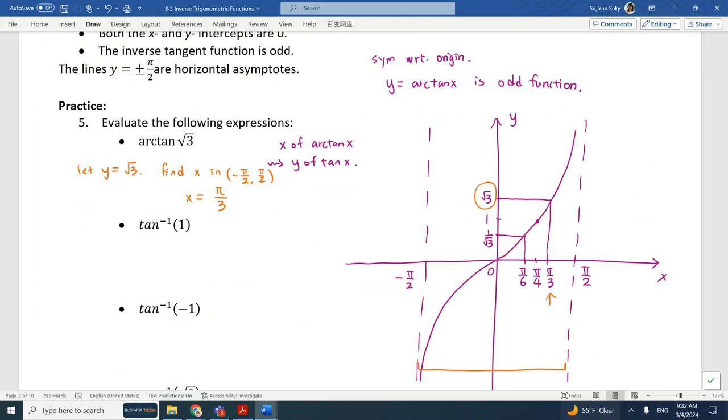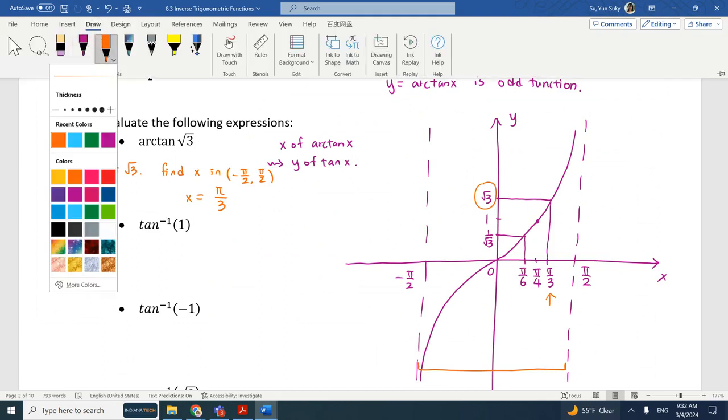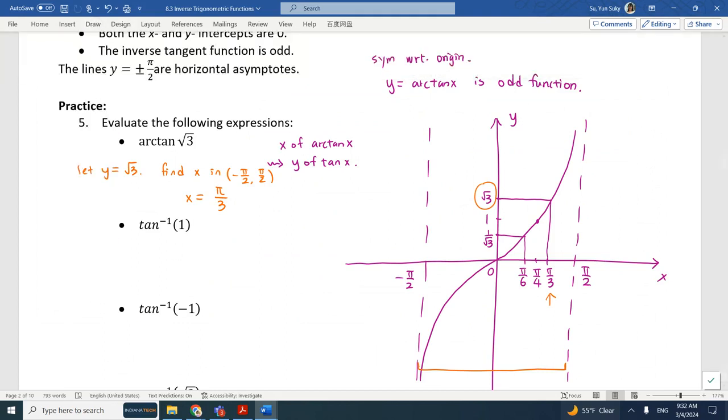Yes. Okay. So in the exam, I hope you show all your work. So draw the picture and tell me how you think. So you're letting y equal 1, and then you find the x in negative pi over 2 to pi over 2 that satisfies this. And you get the x is pi over 4.